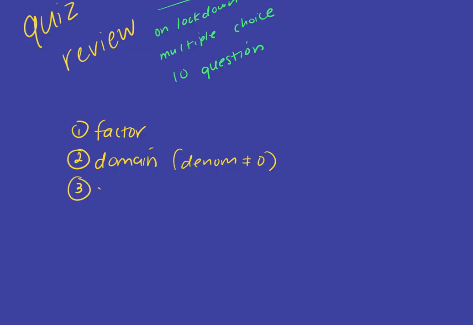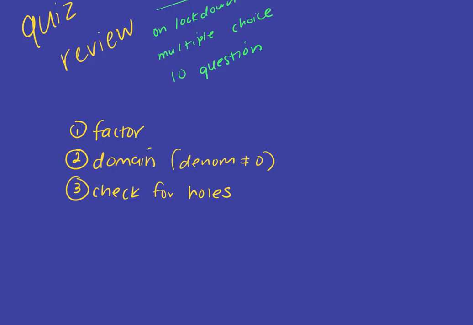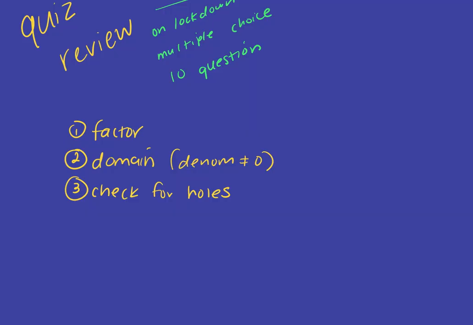Then we check for holes. How do I know there's a hole? Good. If it completely cancels out of the denominator, right? So if I had x plus 1 on the top and x plus 1 on the bottom, or x in the top and x in the bottom, and I completely cancel it out, then that is the x coordinate of my hole.